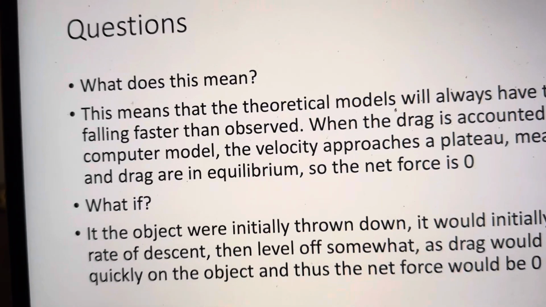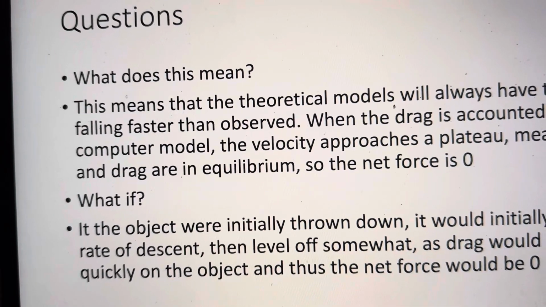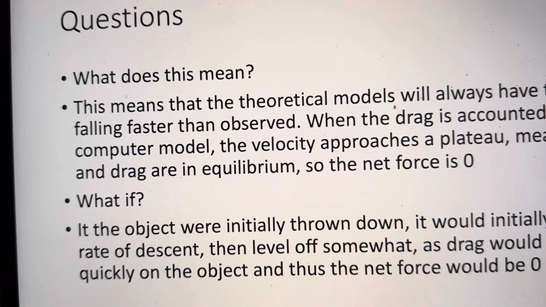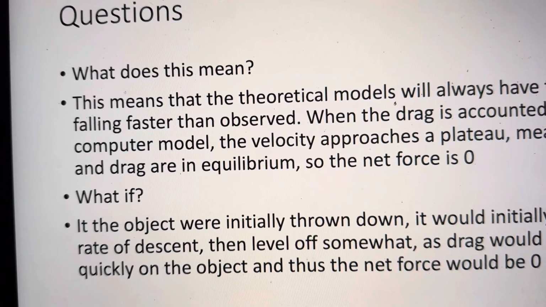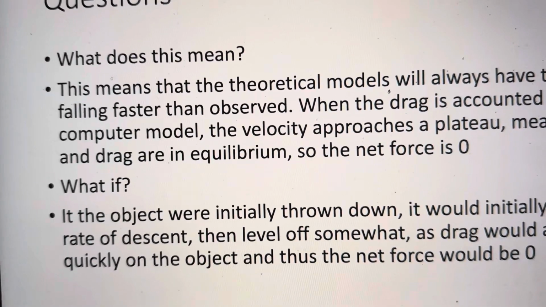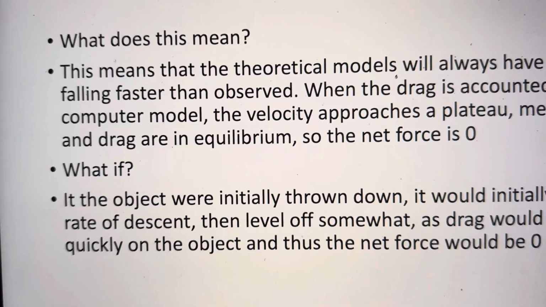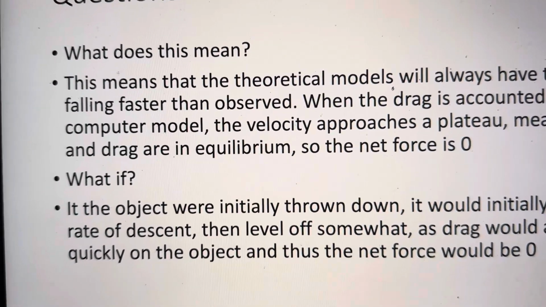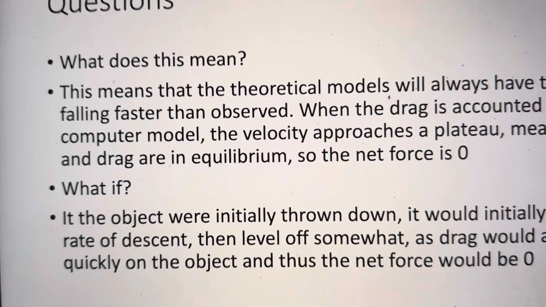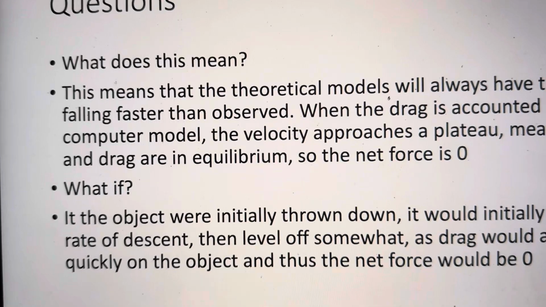So what does this mean? This means that the theoretical models will always have the object falling faster than observed. When drag is accounted for in the computed model, the velocity approaches a plateau, meaning gravity and drag are in equilibrium, so the net force is 0. If the object were initially thrown down, it would have a faster rate of descent, then level off somewhat as drag would act more quickly on the object, and thus the net force would be 0.